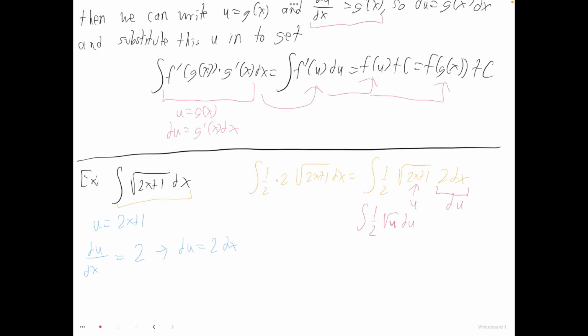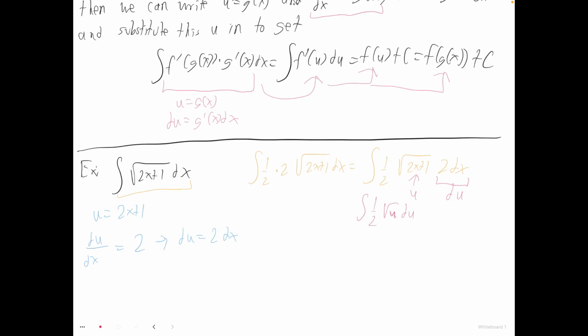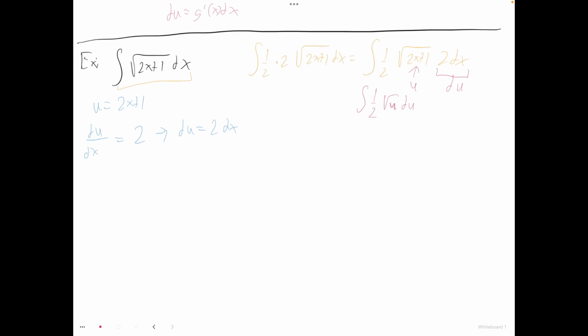I don't particularly like this method of doing it. It does work. The way I like to do this, I like to just solve for dx. And so I'm going to take our expression du equals 2 dx, and I'm going to solve for dx. So I'm just going to divide by 2 to get that dx equals 1/2 du. And then I plug everything into our integral. So we have the integral of the square root of 2x plus 1 dx.